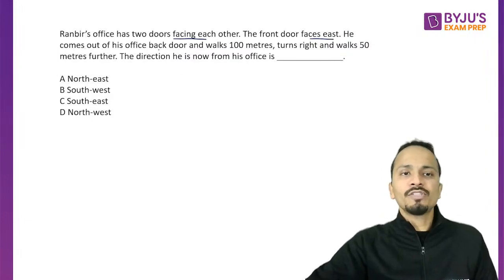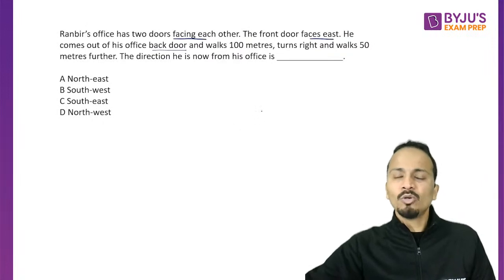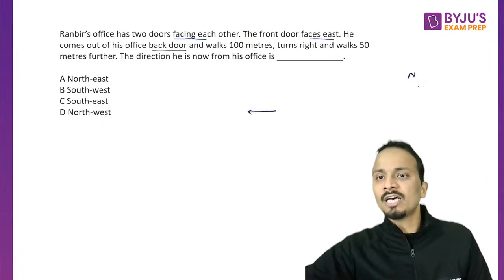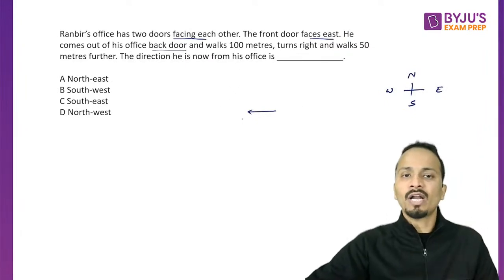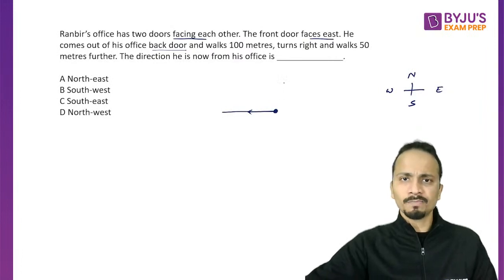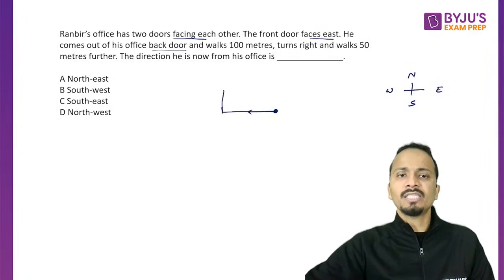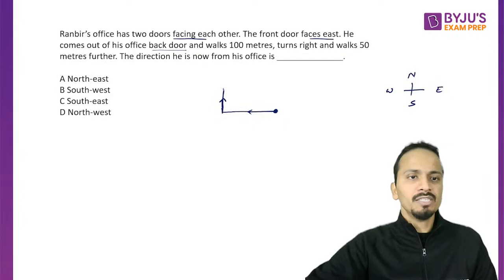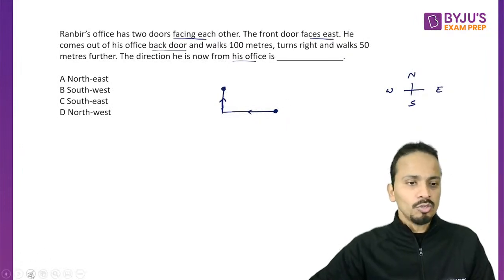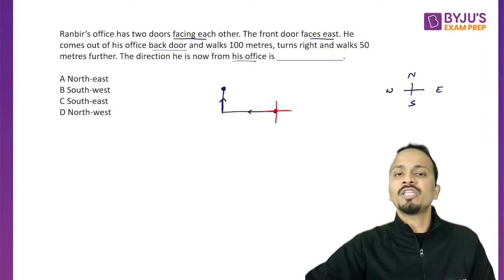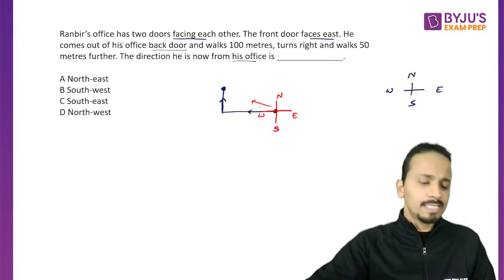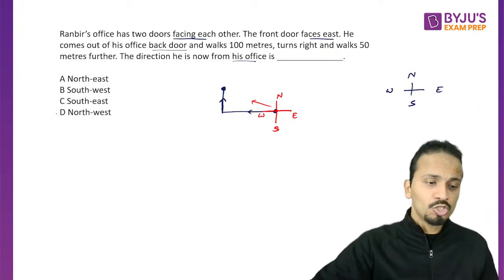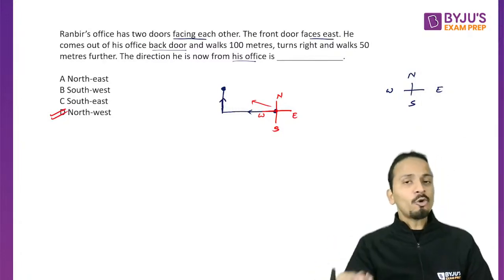He comes out of his office from the back door, which means he started walking towards west. He walks for 100 meters, this is his office door, and turns right and walks 50 meters. He turned right, which will be upwards on the screen, and walks for 50 meters. We need to find the direction of his current position with respect to the office, so I'll write north, south, west, east from his office, and now he's in this direction, which is northwest. So the answer will be option D, northwest. Hardly a question of 15 seconds.